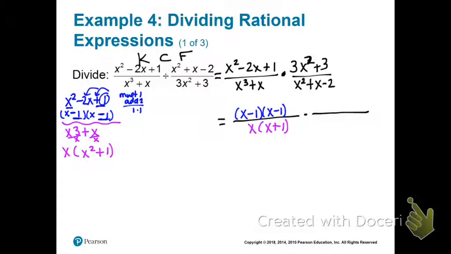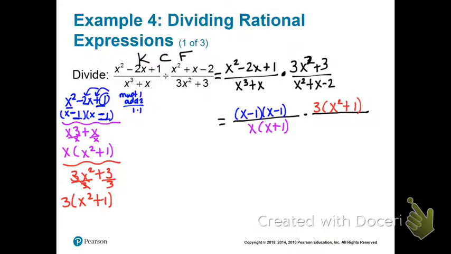Now in the second fraction, let's do its numerator, which is now 3x squared plus 3. It has a greatest common factor of 3, so we're going to divide it out. And that gives us x squared plus 1. Again, that's a sum of squares, so we can't do anything with it. It's prime, so we're done factoring, so bring it over.